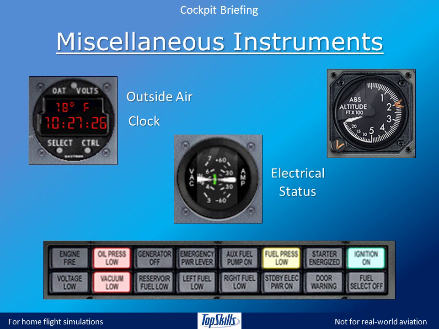Electrical instruments show status of electrical generating systems and current usage. Vacuum instruments show the status of the system that provides pressure for instruments such as altimeters and airspeed indicators. Some aircraft have radar altimeters that show measured distance between the aircraft and the ground directly below, which pilots use for landing in low visibility conditions. Some aircraft have annunciator panels that alert pilots to significant conditions during flight.